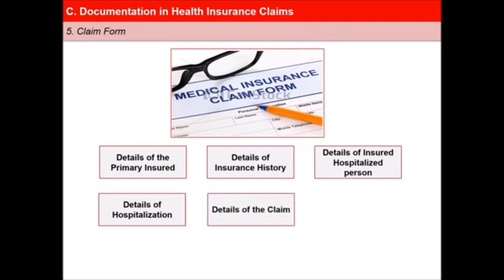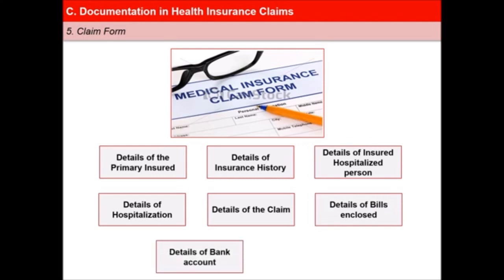Details of the claim for which the hospitalization was done, including breakdown of the costs, pre- and post-hospitalization period, details of lump sum or cash benefit claimed, etc. Details of bills enclosed. Details of bank account of primary insured for remittance of sanctioned claim. Declaration from the insured.